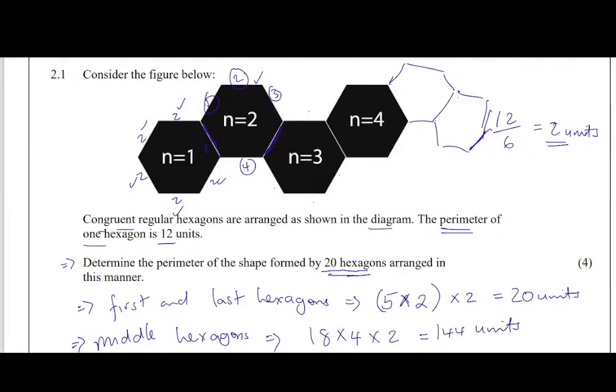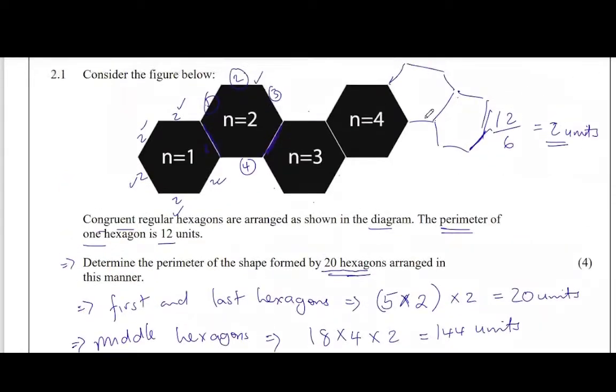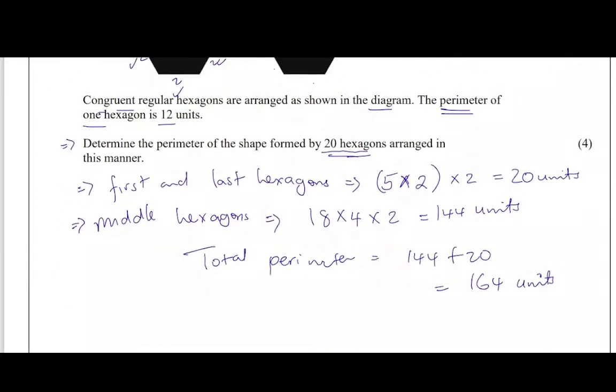Then for me to get the total perimeter, I'm just going to have 144 plus 20, which will give me 164 units. Now remember, for as long as it's perimeter, our point of interest is just the distance that is outside of the shape. The distances that are shared do not count in this case, just outside. Just focus on the outside only. Okay, so 164 becomes our answer.